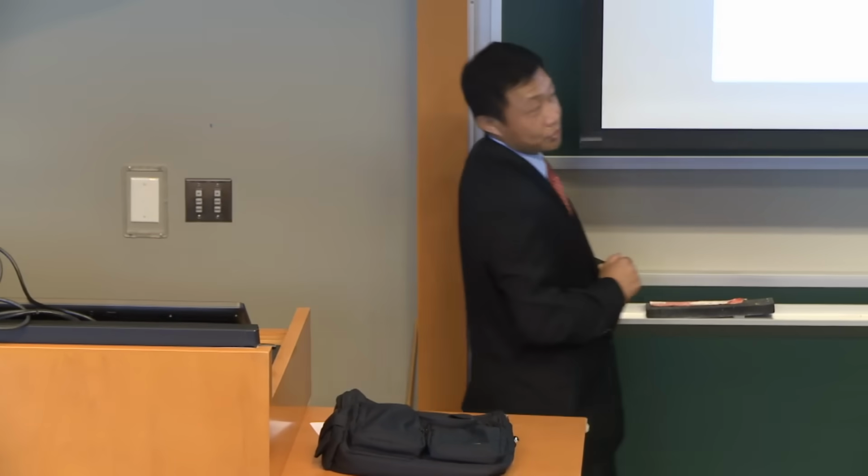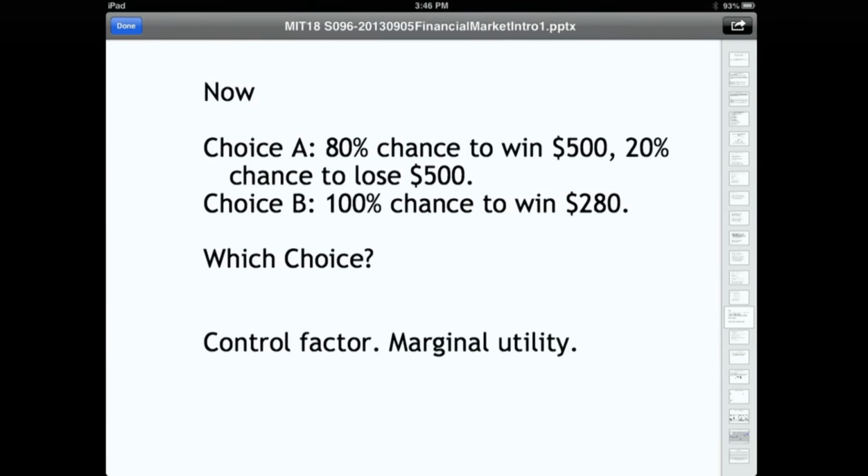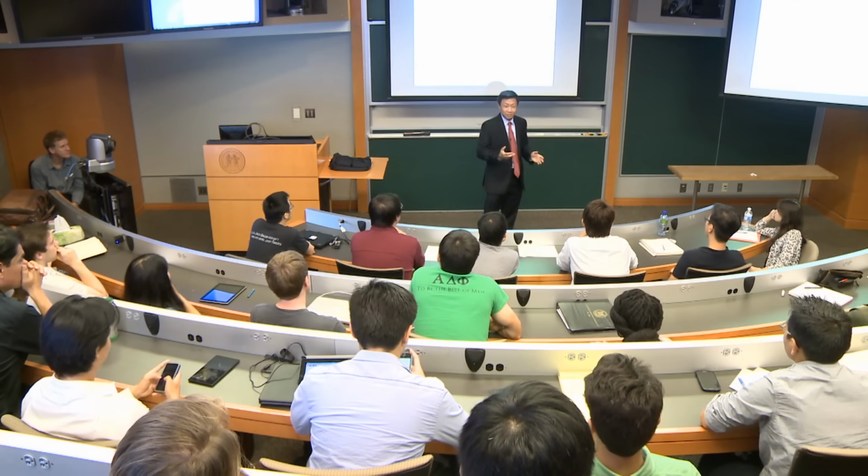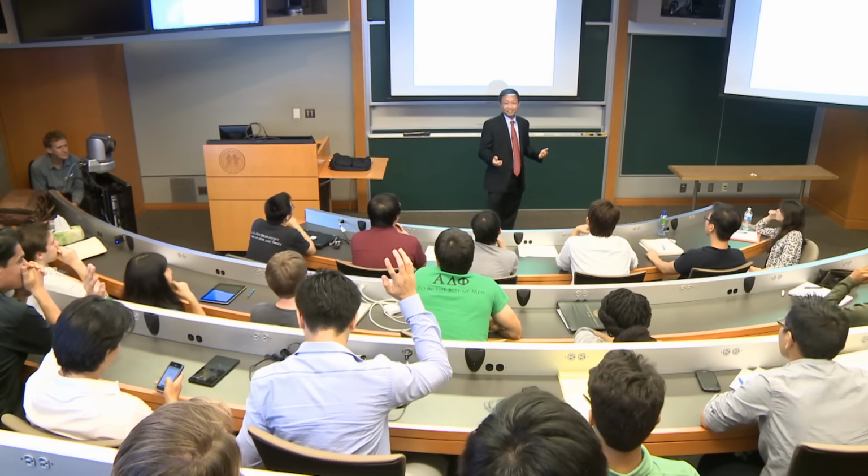Now let me change the question a little bit. Choice A becomes, instead of the 80% chance to lose, now you have an 80% chance to win $500 and a 20% chance to lose $500. Choice B, you have a 100% chance to win $280. Who would choose choice A? Again, a minority of this audience, let's say less than 10%. Okay. Who would choose choice B? So the rest of it. Okay. All right.